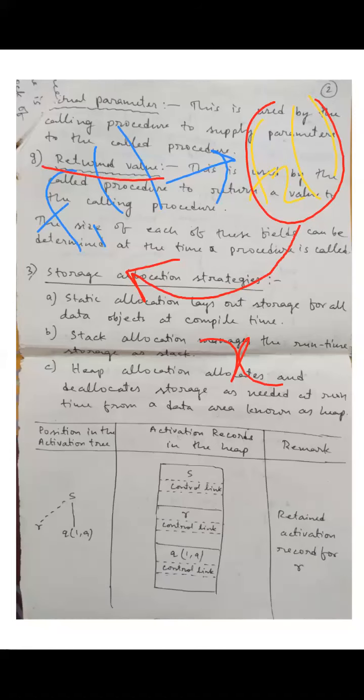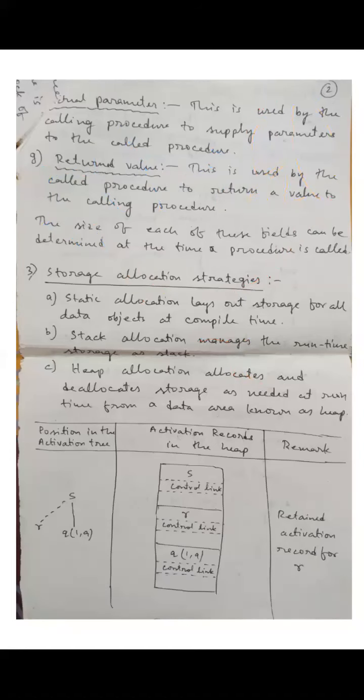So basically, these are the different fields which are stored inside the activation record, and these fields are very, very important to keep track of live procedures. Live procedure means the live functions of the activation which are running.